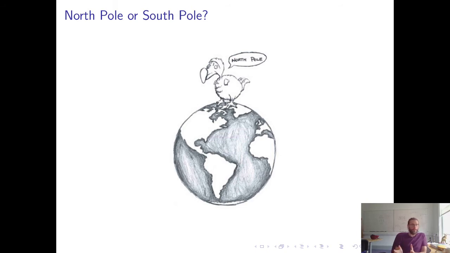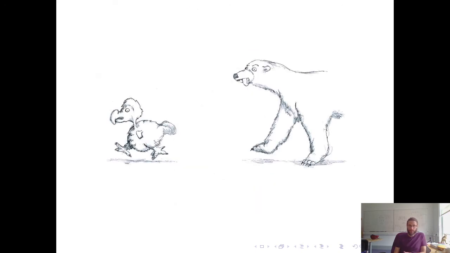Suppose he says North Pole. Well, if he says North Pole, then he goes to the North Pole. And then he gets eaten by a polar bear. Okay, so that's basically an overview of, well, that's not everything you need to know about qubits, but that'll be enough to get us going.